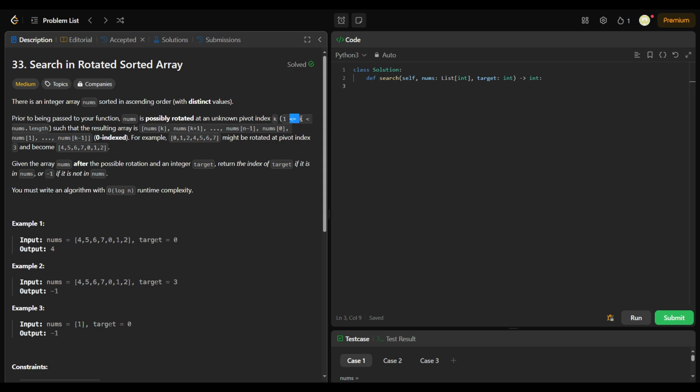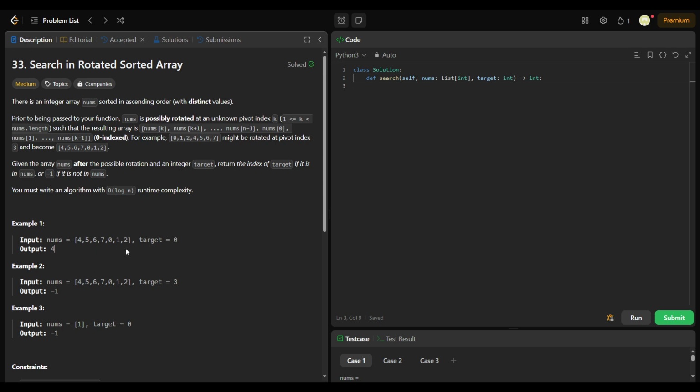Pay attention to the less than or equal to, and the less than sign here, such that the resulting array is nums[k], nums[k+1], etc., 0-indexed. I think paying attention to the examples is a good way to understand what this problem is asking you. We're given the array nums after the possible rotation and an integer target. Return the index of target if it is in nums, or -1 if it's not in nums.